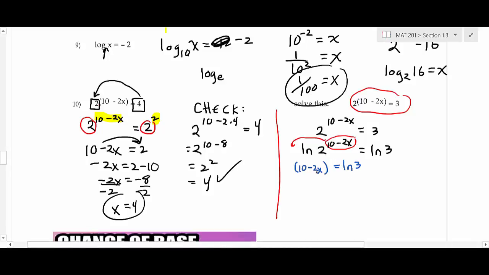Let's see, I think I missed my log here, so let me erase that. I made a stupid mistake there. So that comes down, that's still ln 2, equal to ln 3 like that. Now it's just a matter of getting the x by itself. Now you can do this in several different ways. What I'm going to do is just go ahead and divide both sides by ln 2, because that's a number. So I would have 10 minus 2x equals ln 3 over ln 2, like that.